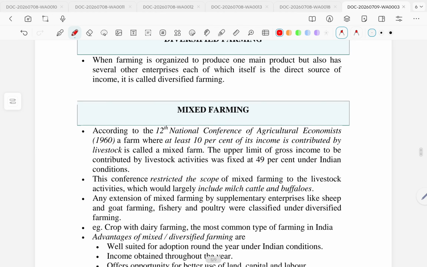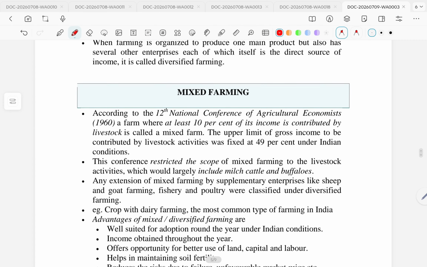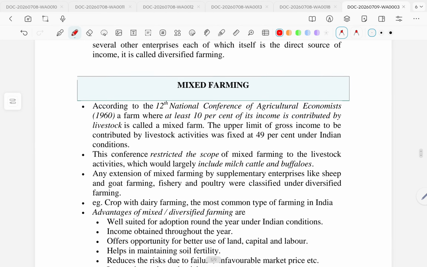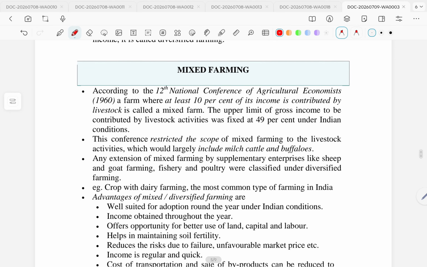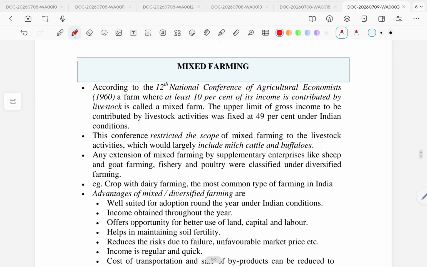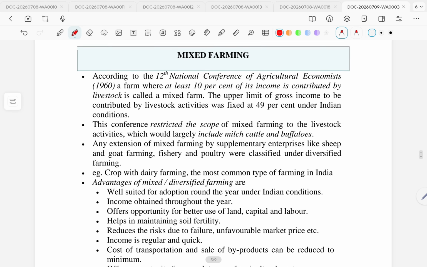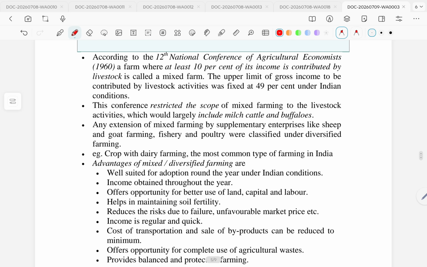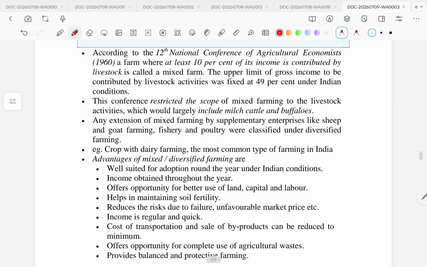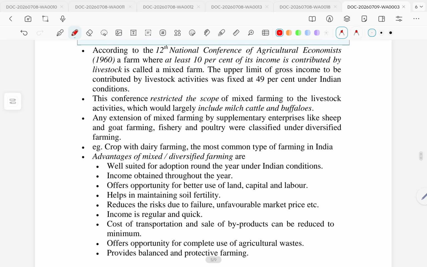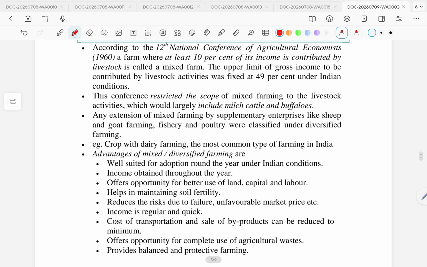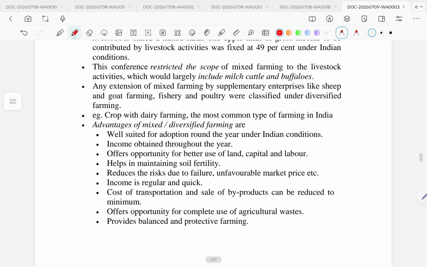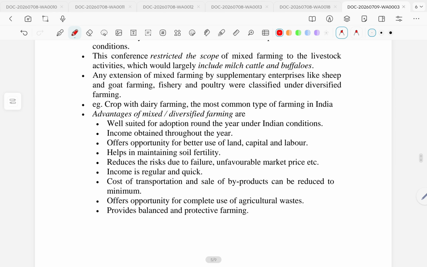Mixed farming. According to the 12th National Conference of Agriculture Economists, 1960, a farm where at least 10% of its income is contributed by livestock is called a mixed farm. The upper limit of gross income to be contributed by livestock activity was fixed at 49% under Indian conditions. This conference restricted the scope of mixed farming to livestock activity, which would largely include milk cattle and buffalo. Any extension of mixed farming by supplementary enterprises like sheep and goat farming, fishery, and poultry were classified under diversified farming. Crop with dairy farming is the most common type of farming in India.